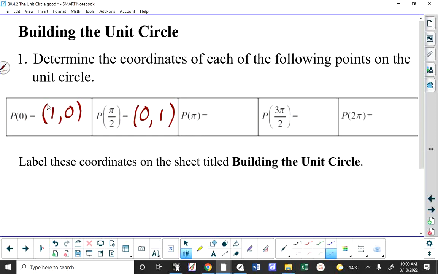So at pi, we're dealing with negative 1, 0. 3 pi over 2 is 0, negative 1, because you're at the bottom of the unit circle. The x-coordinate there is 0. The y-coordinate is negative 1. And I'm going under the assumption here that you know where pi over 2 is, where 3 pi over 2 is, where pi is. 2 pi, well, we're back at the beginning, where this can go on forever.